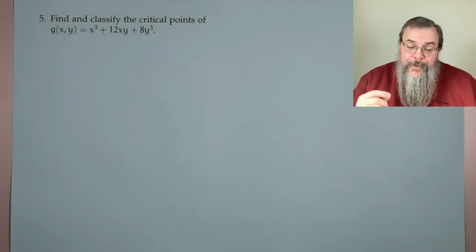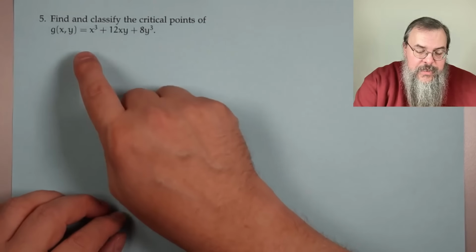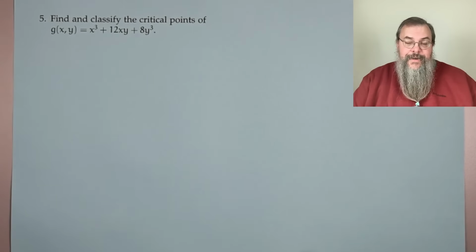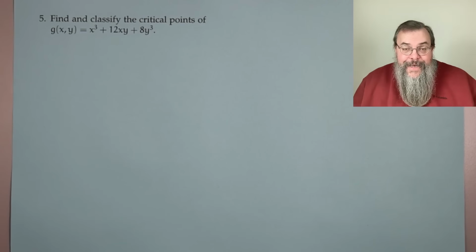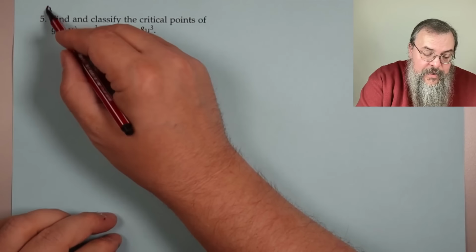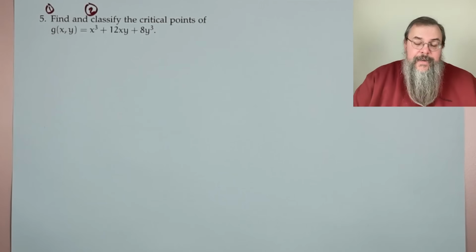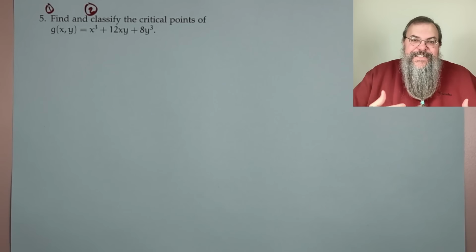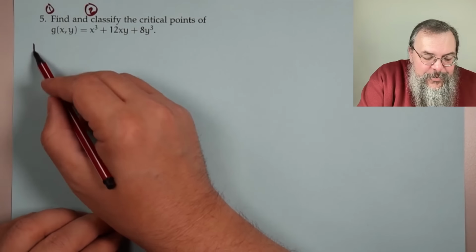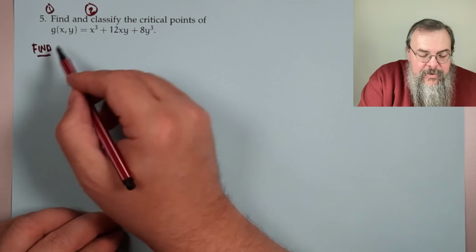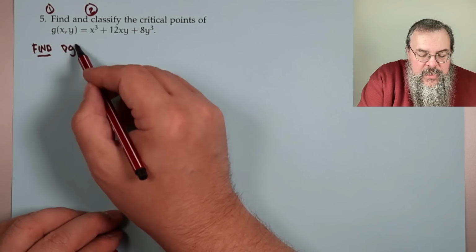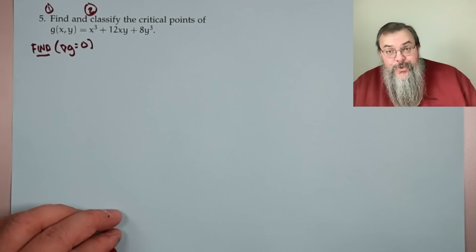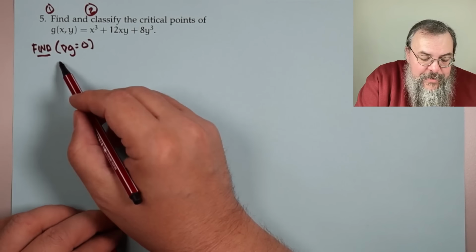Find and classify the critical points of the function g(x,y) is x cubed plus 12xy plus 8y cubed. All right, again, find and classify. So there's two steps. Find, classify. So let's begin with find, because we have to. You can't classify it until you've found it. So we're going to find it, and that tells us we're setting the gradient of our function equal to 0. And so in particular, we're going to get two equations, two unknowns. So we're going to get really good at this.